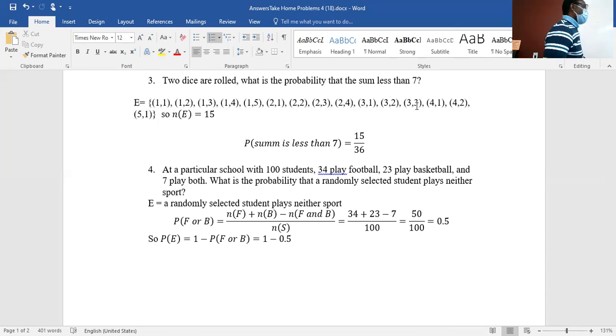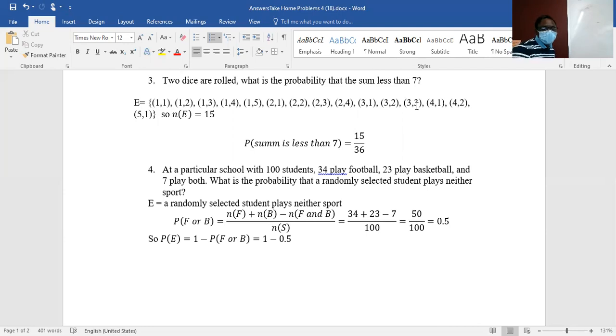We want to understand that neither is the opposite of all, and use the complement rule here. So we'll instead work with those who play football or basketball. And the probability for football or basketball is the number of students playing football or basketball divided by the total number of students. So using the addition rule, we have number of football plus number of basketball minus the number of both. That is 34 plus 23 minus 7 over 100, which is 50 over 100 equals 0.5.